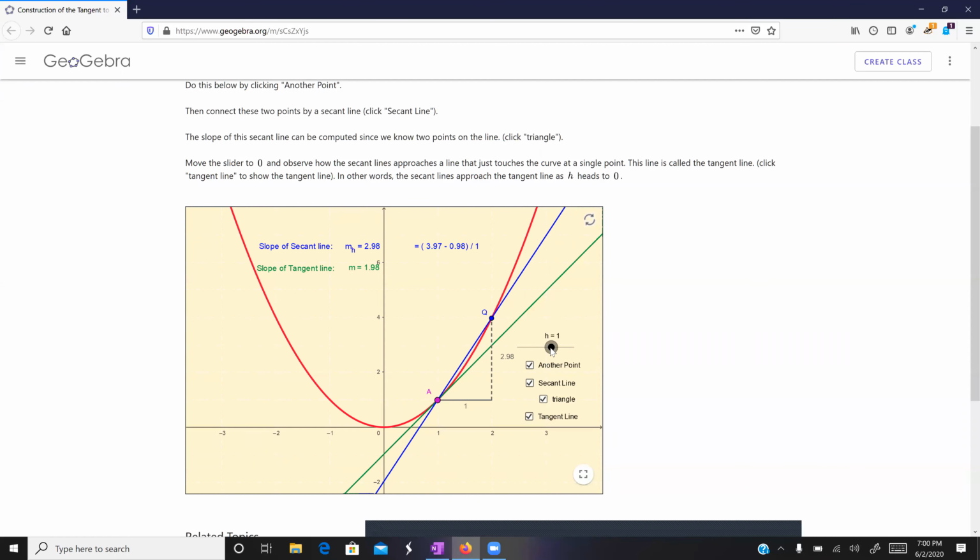If I increase this, let's say H is 1, you'll see the blue line does not resemble the green line as much as I increase H. And you'll see that again, H is the difference in the X coordinates. Set H to 1, so the X coordinate of Q is 2, X coordinate of A is 1.